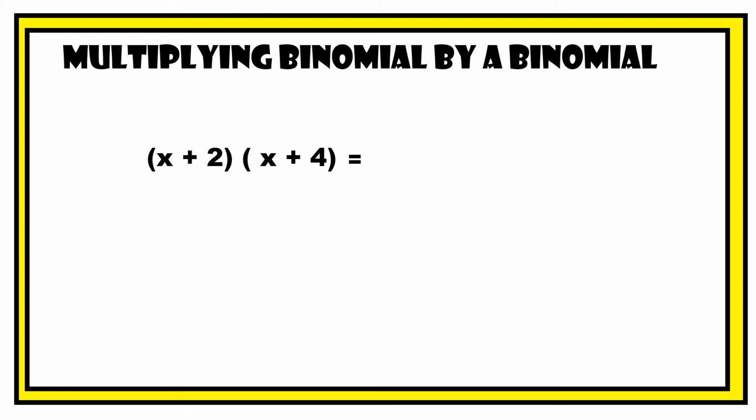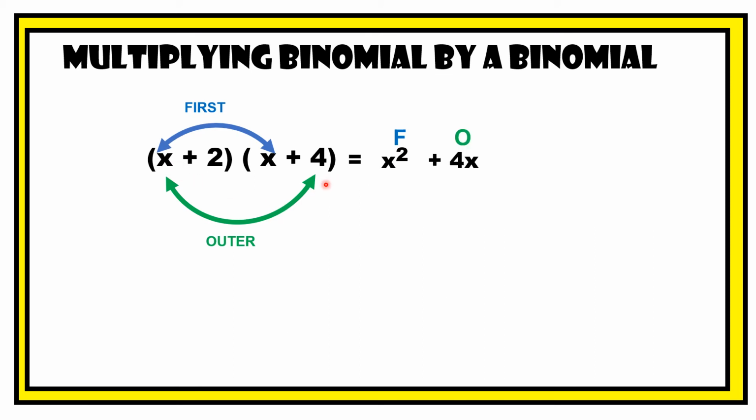Example, x plus 2 times x plus 4. So, hanapin muna natin yung first term. Ito yung x at x. So, yan ang first term. Multiply natin. x times x is x squared. Then, yung outer term natin, ito ay x at 4. So, multiply x times positive 4. Ang answer ay positive 4x.